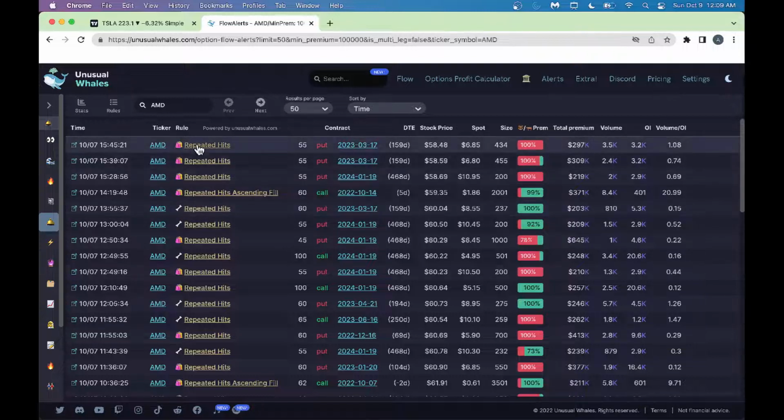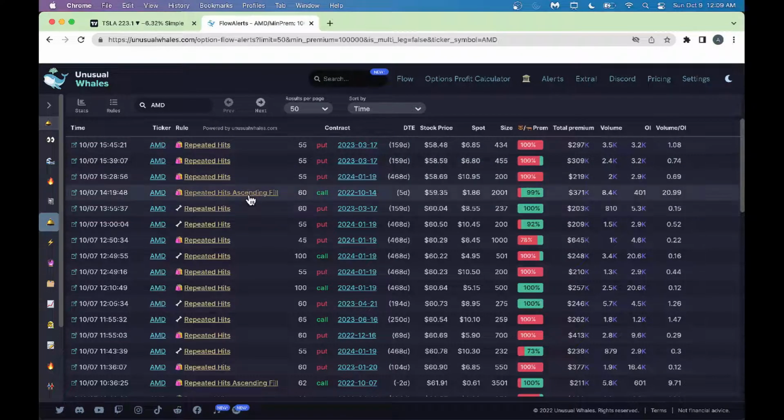Look, we got repeated hits. We got AMD 55 put here, date to expiration 159, and look, there is a nice bearish sentiment here. So this is a good idea here. You know what's going on here. We got repeated put going on here, and by looking at this, you can understand these are bearish type sentiment because AMD had earnings, and the forecast was not good. That's why people are buying these put options, as you can see here.